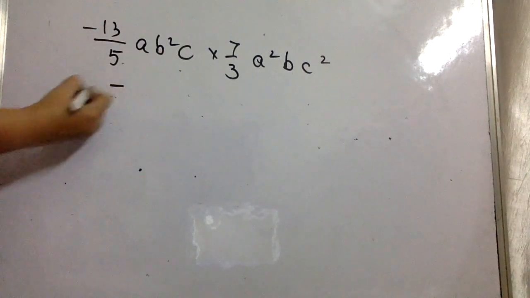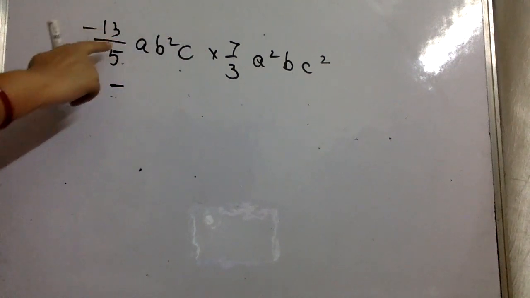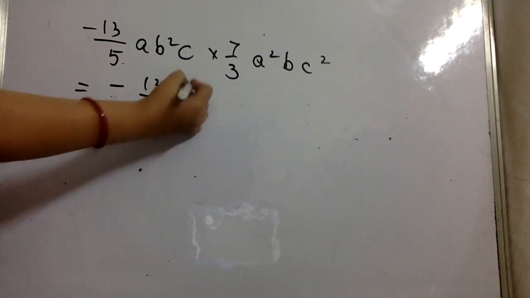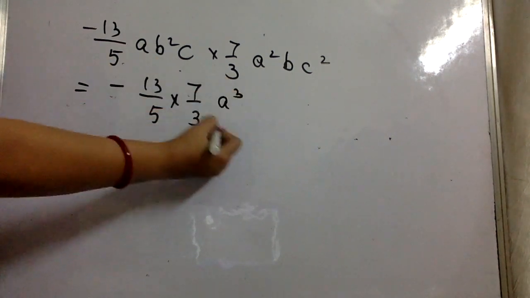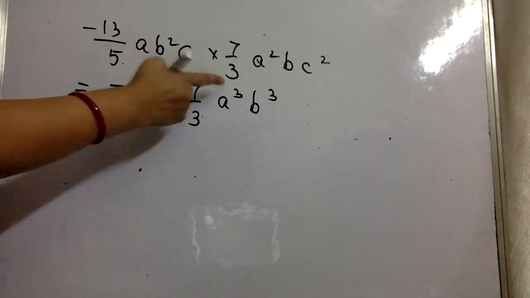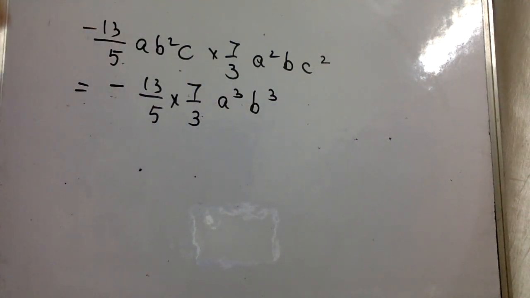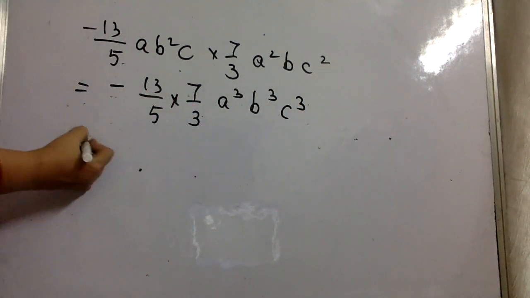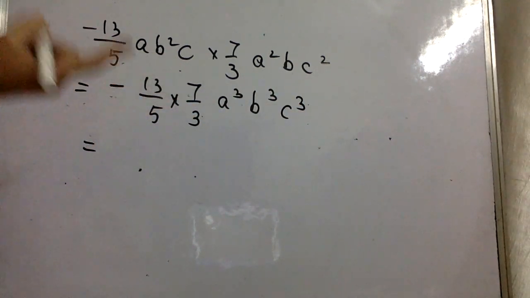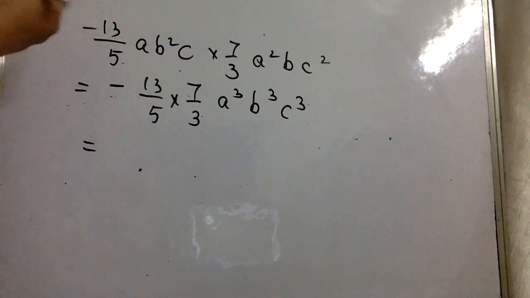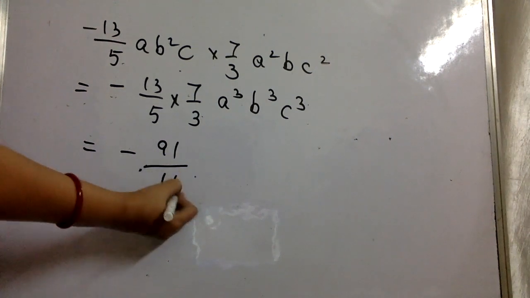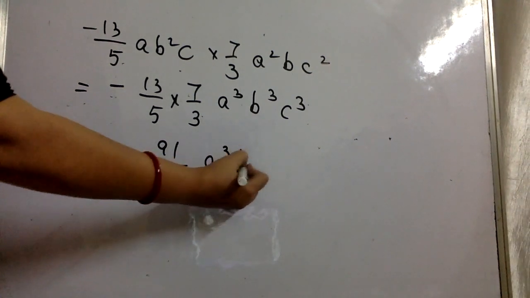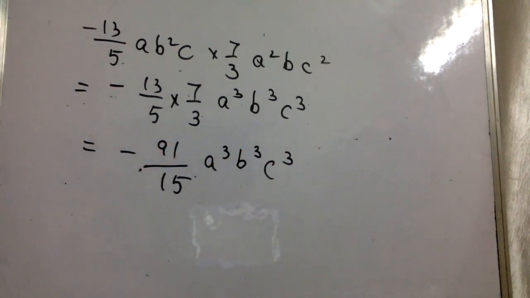Minus with a plus is a minus, okay? And number with number, that is, here we don't have numbers, we have fractions. So here this is 7 by 3 a cube b cube. I'm working like exponents here, I'm using exponents practically, and c cube. Okay, now does anything cancel? Nothing cancels, isn't it? I don't see anything cancelling here. So it's a straight 13 into 7, that is 91. 91 by 15, okay, a cube b cube c cube. That is my answer. So this complex looking sum we have solved.